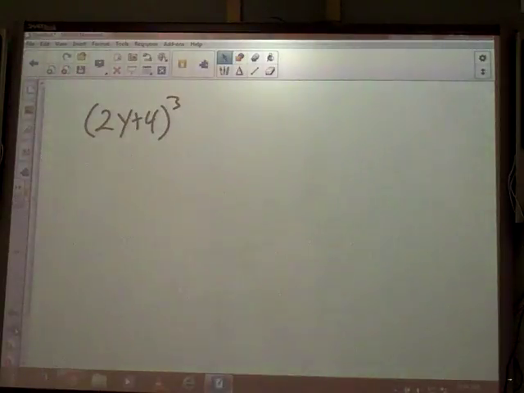Did y'all get a big number in there? What'd you get? 8y cubed plus 48y squared plus 96y plus 64. I'm just saying what I got. 8y cubed plus 48 squared plus 36y.